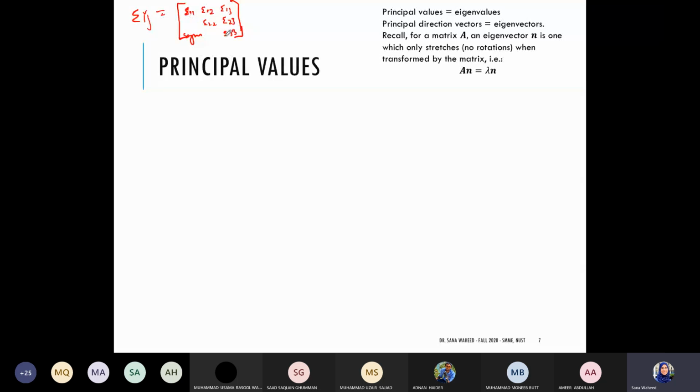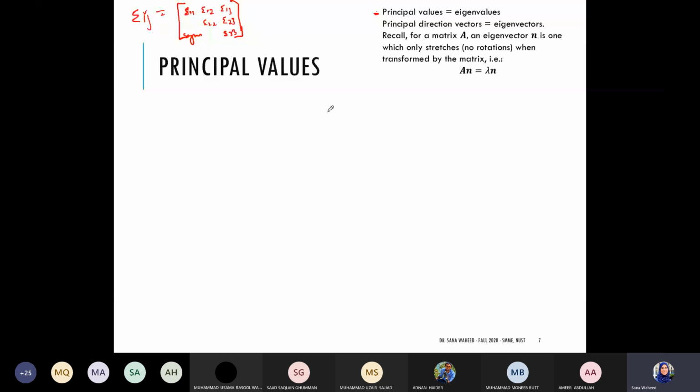Now, I think you may recall that there are something known as the eigenvalues or eigenvectors of a square matrix. We can write down a second order tensor as a 3 by 3 square matrix, so in the strain tensor also we can find the eigenvalues. But in mechanics, these eigenvalues are more commonly referred to as principal values. They're exactly the same thing, just more commonly known as the principal values.